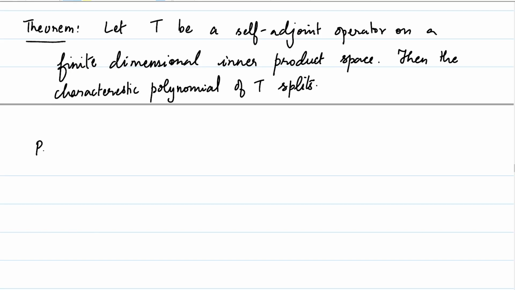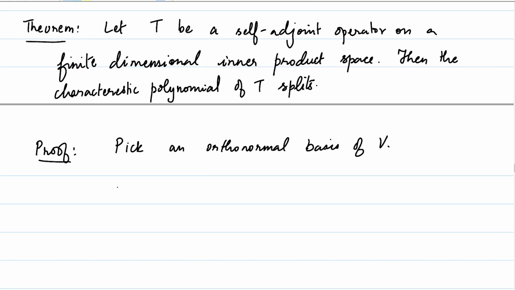Right, so proof. What we will do is immediately pick an orthonormal basis of V. Let's call this orthonormal basis beta of V, and let A be the matrix of T with respect to beta.